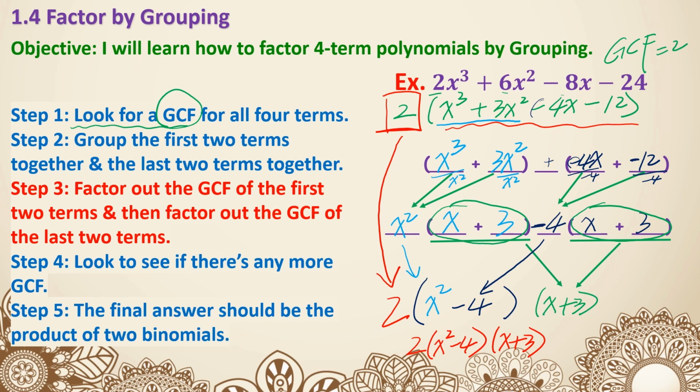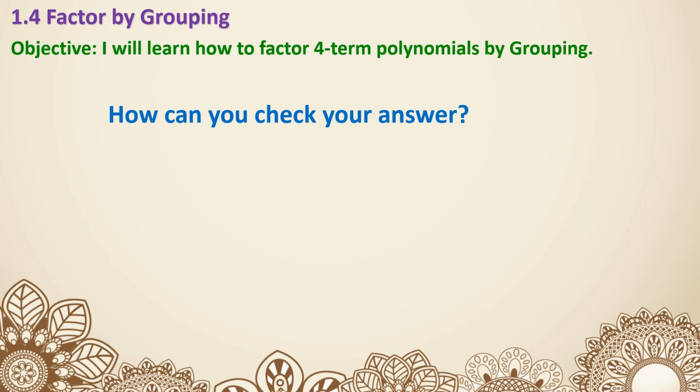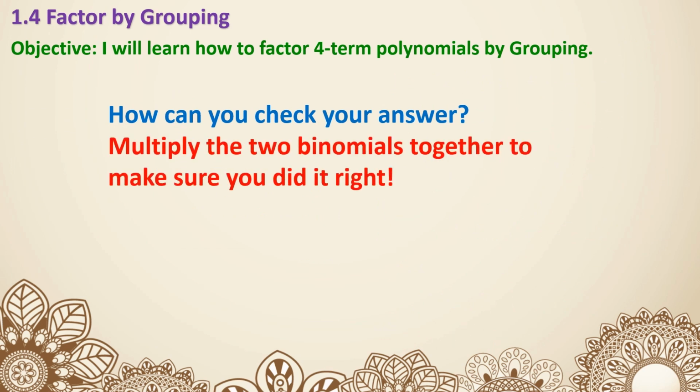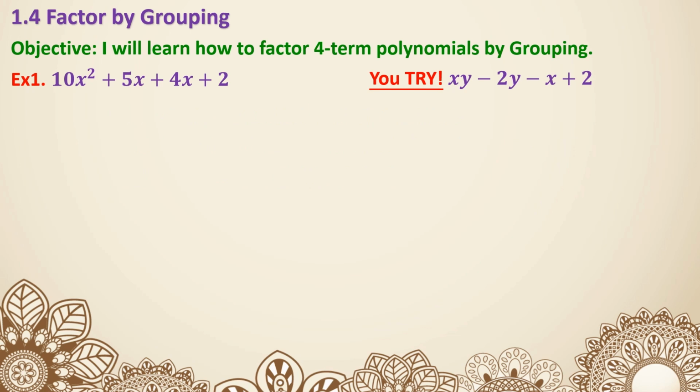There we go. That is factor by grouping. So how can you check your answer? I just talked about that. You can multiply the two binomials together to make sure you did it right. Now let's go through a few more examples to get used to that process.